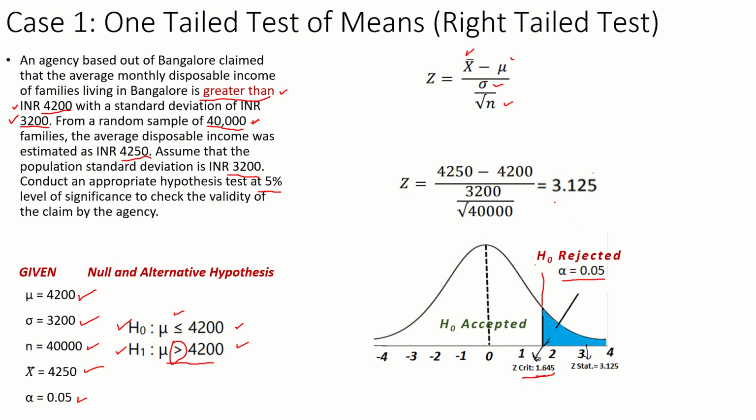What is the calculated value? The calculated value is 3.125. So therefore it falls here. That means it falls in the rejection area.